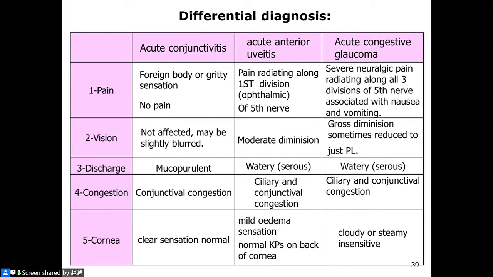4. Congestion. Conjunctivitis, conjunctival congestion. Anterior uveitis, ciliary and conjunctival congestion. Congestive glaucoma, ciliary and conjunctival congestion. 5. Cornea. Conjunctivitis, clear, sensation normal. Anterior uveitis, mild edema, sensation normal, KP on the back of the cornea. Congestive glaucoma, cloudy or steamy, insensitive.